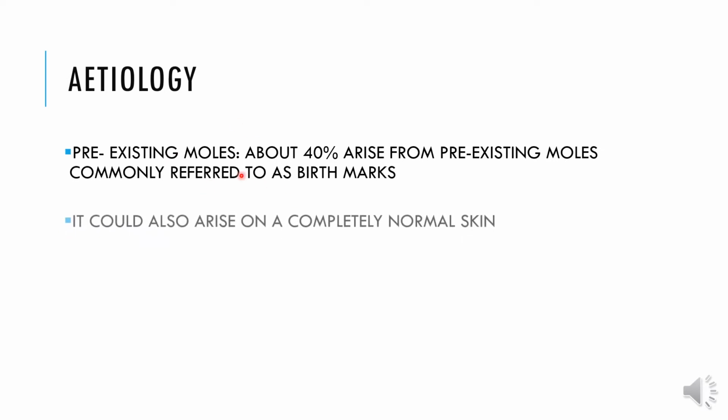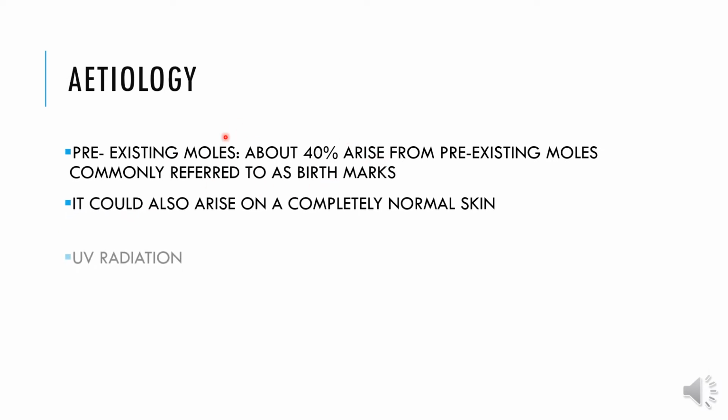Pre-existing moles. About 40% of malignant melanoma arises from pre-existing moles, commonly referred to as birthmarks. However, malignant melanoma could also arise from completely normal skin, but it's important to note that 40% of them arise from pre-existing moles. Also, ultraviolet radiation is an important etiologic factor. So having a mole that undergoes a dysplastic or malignant transformation is an important etiologic factor in malignant melanoma.